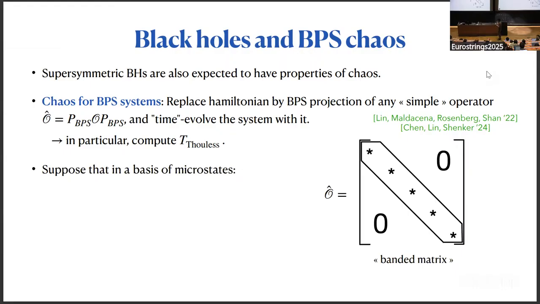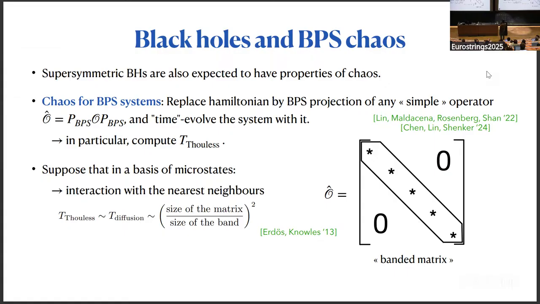Suppose now that in the basis of microstates, this O-hat is written in that form, such that there are zeros in the off-diagonal parts, and the non-zero parts lie only in a band next to the diagonal. What it means is that, suppose that you are one of the microstates here, you can only interact with your nearest neighbors through this O-hat. In that situation, the Thouless time is of order of the diffusion time of that problem, which is the size of the matrix divided by the size of the band squared.